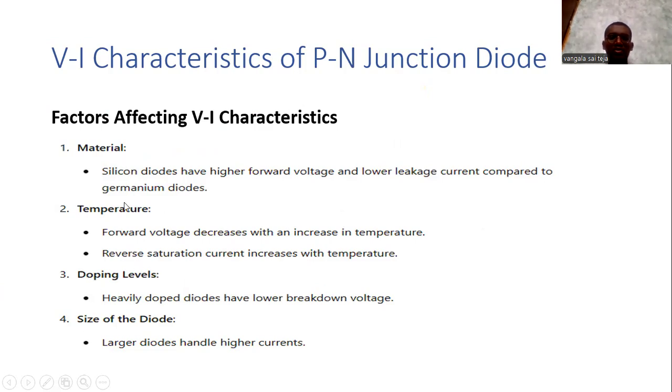Factors affecting VI characteristics. Material: silicon diodes have higher forward voltage and lower leakage current compared to germanium diodes. Temperature: forward voltage decreases with an increase in temperature, and reverse saturation current increases with temperature. Doping level: heavily doped diodes have lower breakdown voltages. Size of the diode: larger diodes handle higher currents.